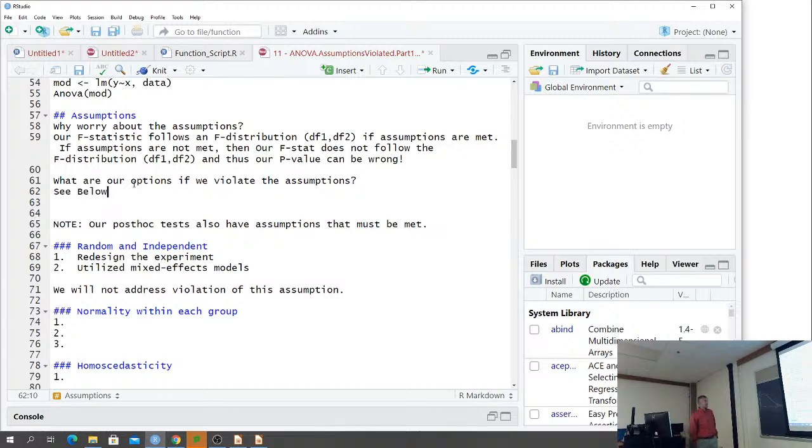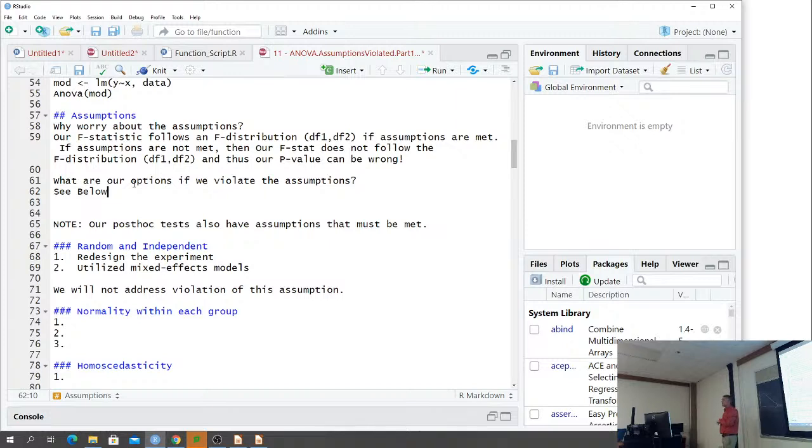All right, and just remember, I've added a note. Our post-hoc tests also have assumptions that must be met. So if we test our assumptions for ANOVA and they are met, then we assume that they're met for Tukey's. If we violate the assumptions of ANOVA, then we also violate the assumptions for Tukey's, and we have to do alternative comparisons.